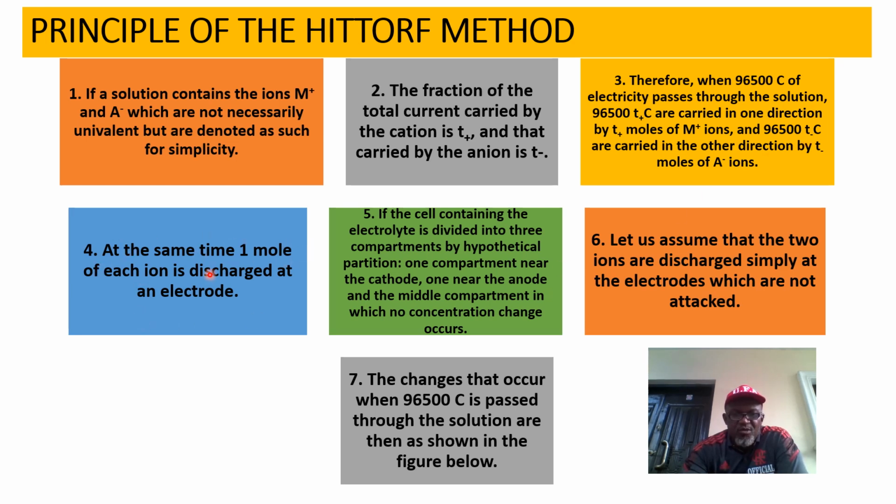At the same time, 1 mole of each is discharged at the electrode. Remember, that movement is what happens towards the electrode, so when it gets to the electrode, 1 mole will be discharged. Now the cell containing the electrolyte is divided into 3 compartments: one towards the anode, the middle compartment, and one towards the cathode. Let's look at the diagram for more explanation.